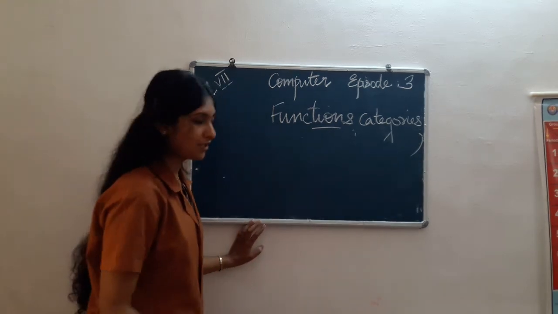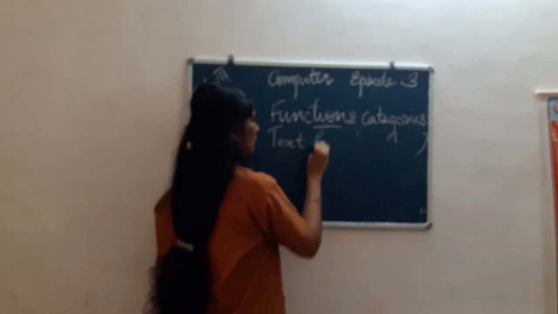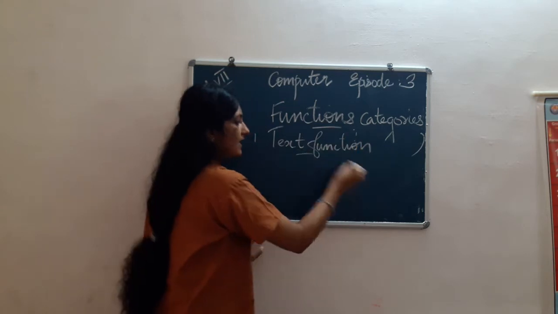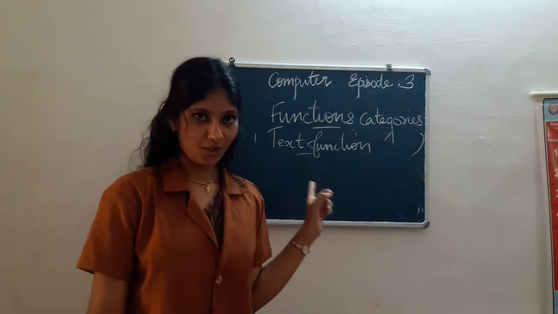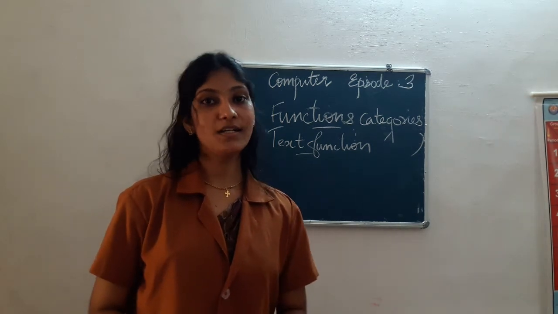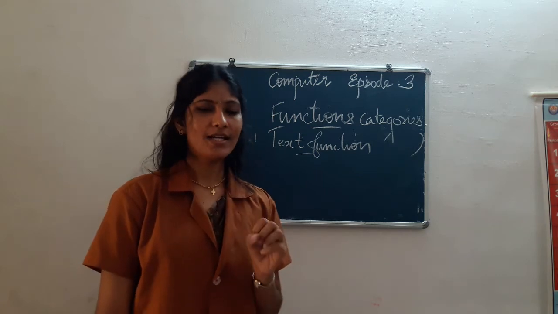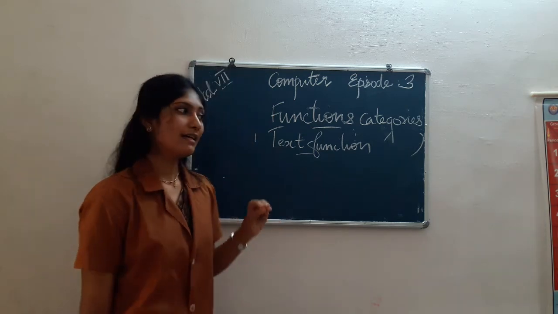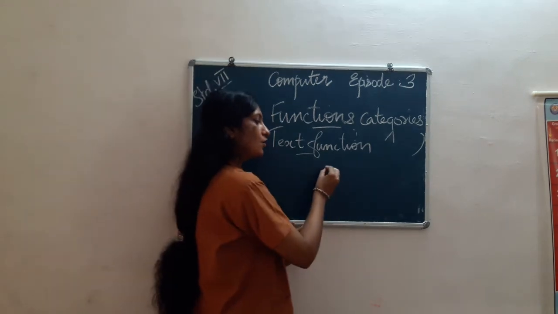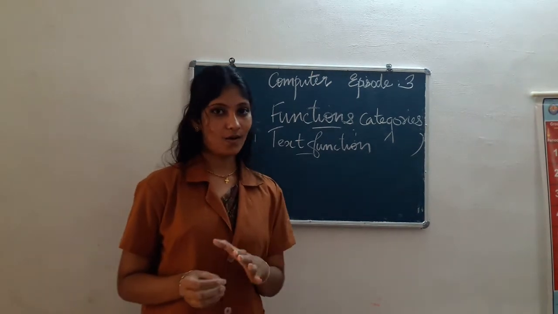First function is text functions. Text function is used for handling textual data. So text function is used to manage the text data. Text data means what? Characters or strings. What is known as strings? String means a group of characters is known as string.